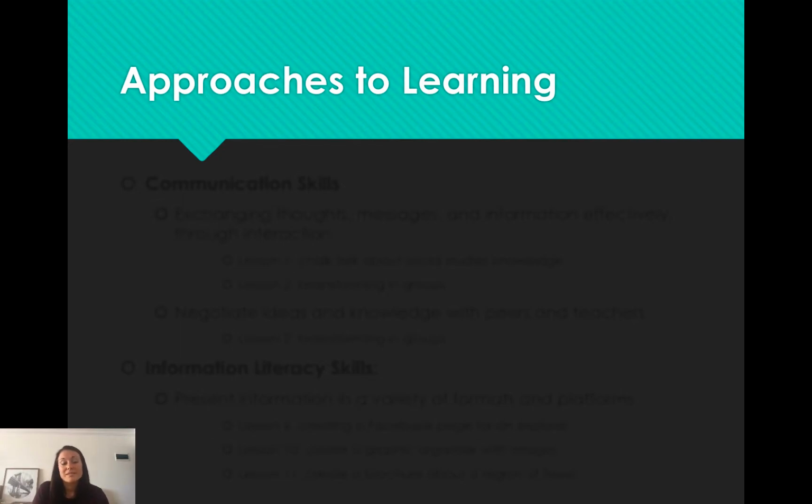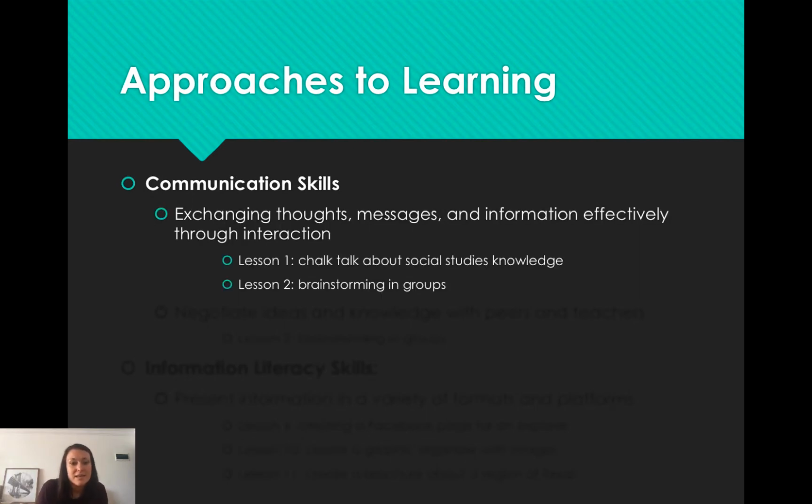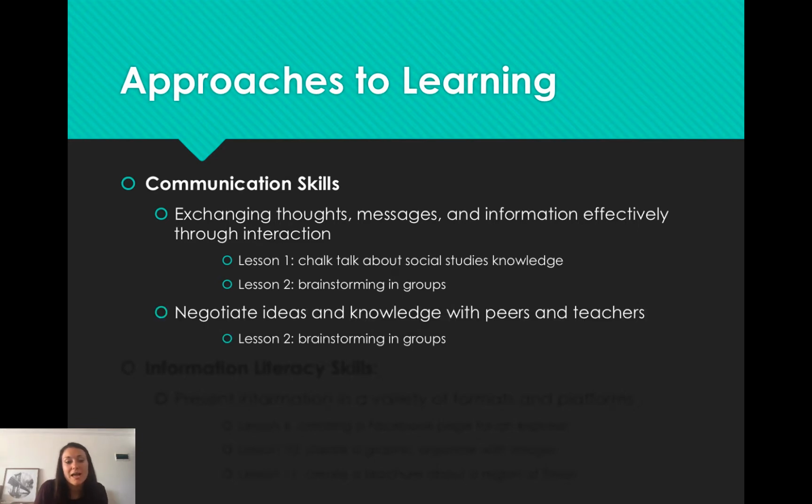So the reason I picked the 2 that I'm about to share with you is because they are directly aligned to our summative assessment. By allowing students to practice these particular skills throughout the unit, you're building them up for success on the final summative assessment. So the first one is their communication skills, which means exchanging thoughts, messages, and information effectively through interaction and negotiating ideas and knowledge with peers and teachers.